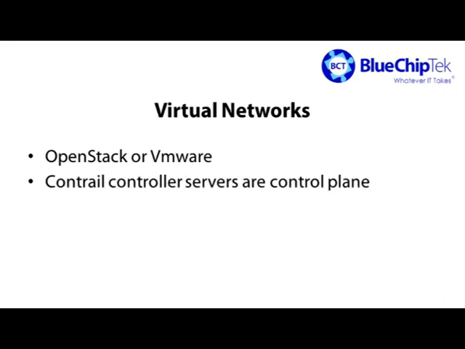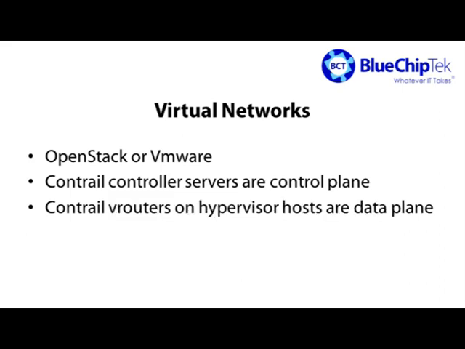Contrail can power virtual networks for both OpenStack and VMware. In either case, the 3 Contrail controller servers provide the control plane for the virtual network. They're where you would go to create new networks, define network policies, and set the rules for how networks either do or don't interact. A virtual router component then runs on each hypervisor host and functions as the data plane.